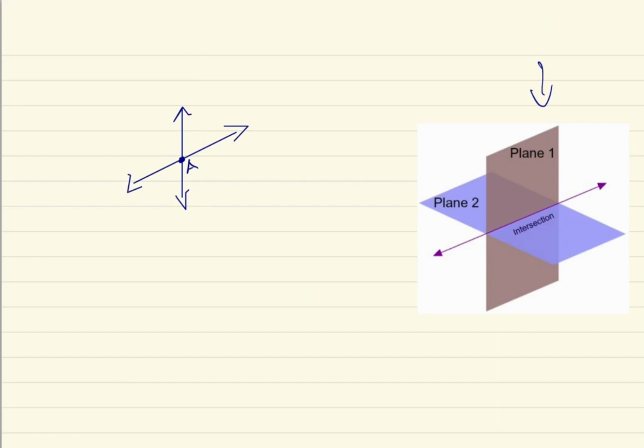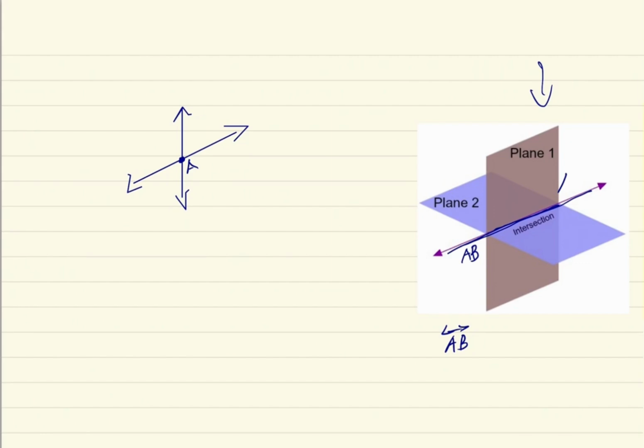Now, you can also have two planes that intersect, but in this case, they intersect at a line. So you could see here, plane 1 and plane 2 intersect at this line right here. You can call this line anything you want. You can call it AB. So like this, AB. These two planes intersect at a line.